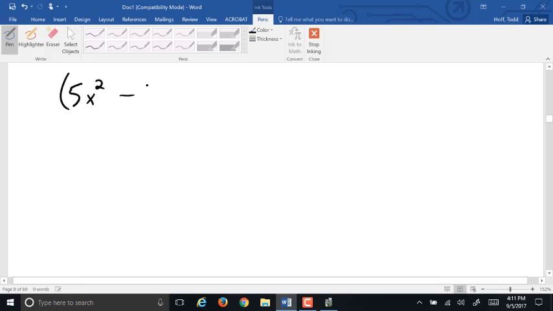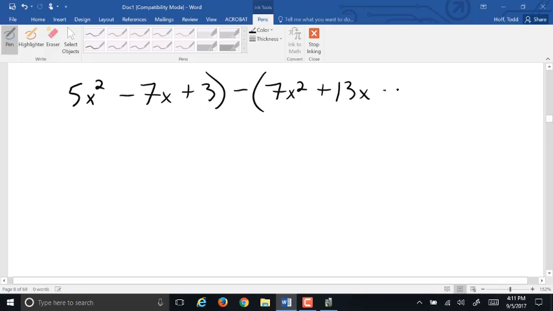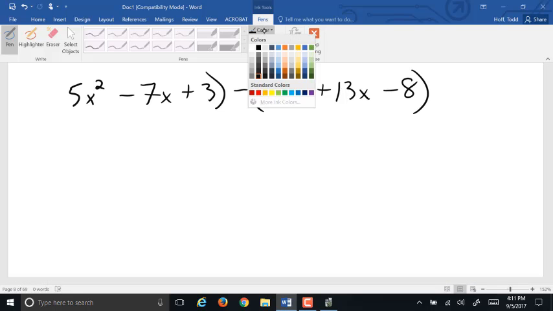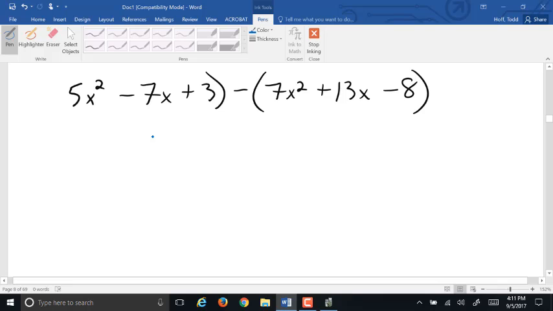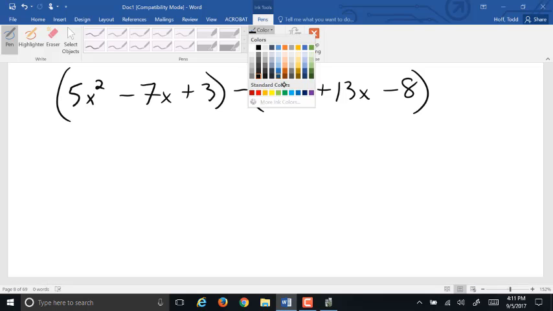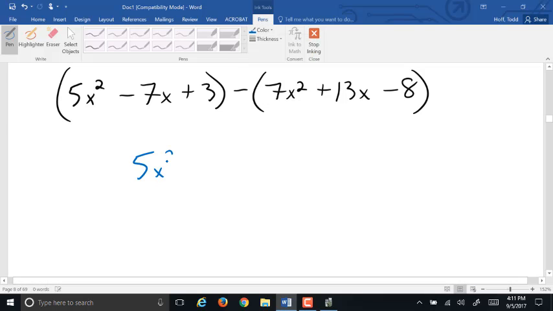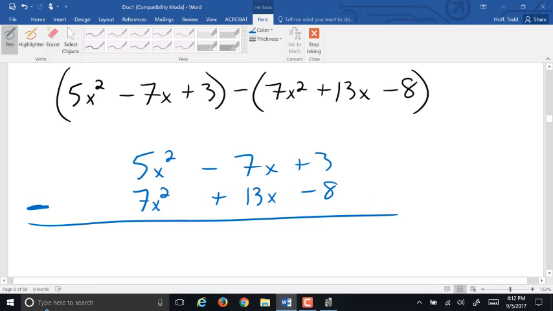So let's say we got 5x squared minus 7x plus 3 minus 7x squared plus 13x minus 8. So again, we're going to write them out vertically. 5x squared minus 7x plus 3. We're going to line up the 7x squared under the 5x squared, the 13x under the negative 7x, and the negative 8 under the positive 3. And we are subtracting now.